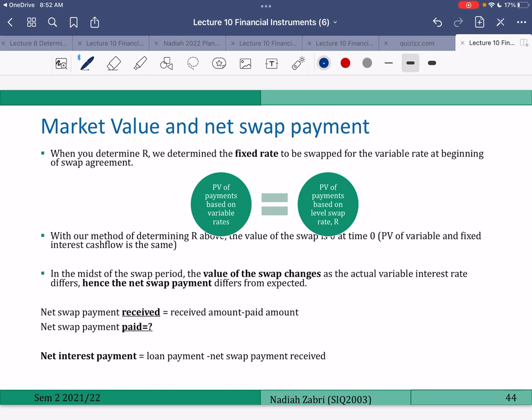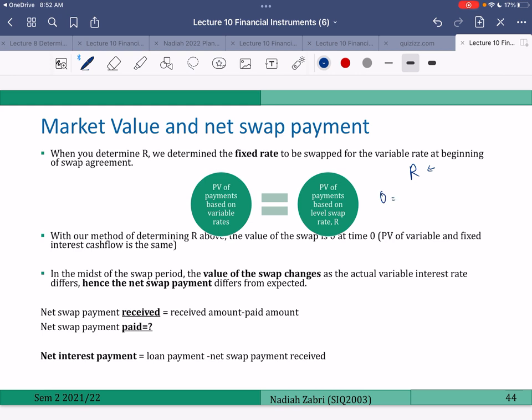Okay, so now that we already know how to find R, which is the level swap rate, we want to find other relevant measures related to swap. When we set our fixed rate R at the beginning of the swap contract, the value of that swap contract is 0.